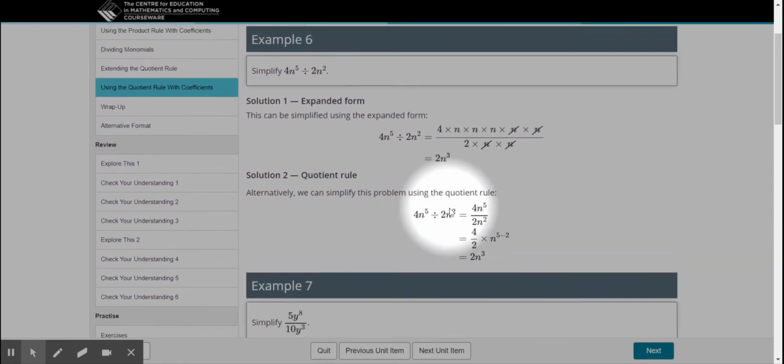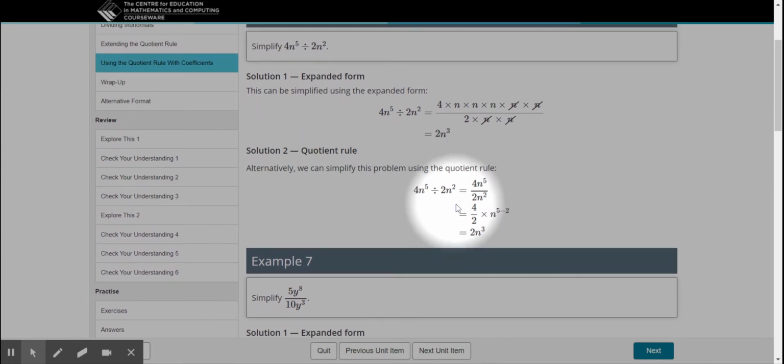And if we were to do these with the quotient rule, which is a little bit more efficient, we know that our quotient rule states that when we have the same base and two power expressions are dividing, we subtract the exponents. We keep the base the same, subtract the exponent, and we did this here. We rewrite these like 4 divided by 2 times n exponent 5 over n squared, and we then subtract 5 minus 2 in the exponent for the n, do the division 4 over 2, and we end up with 2n cubed.